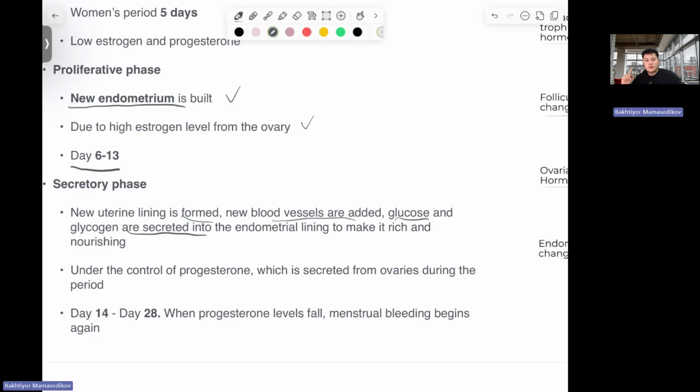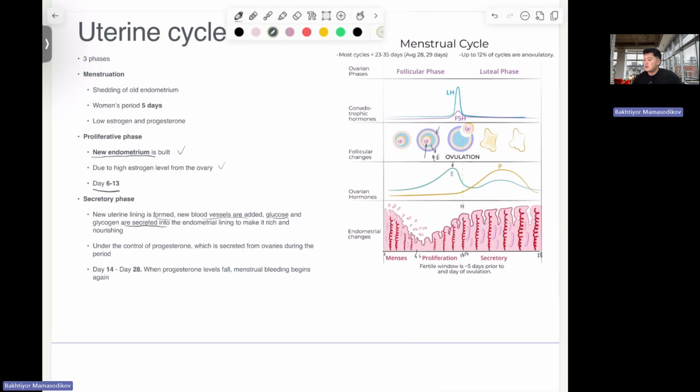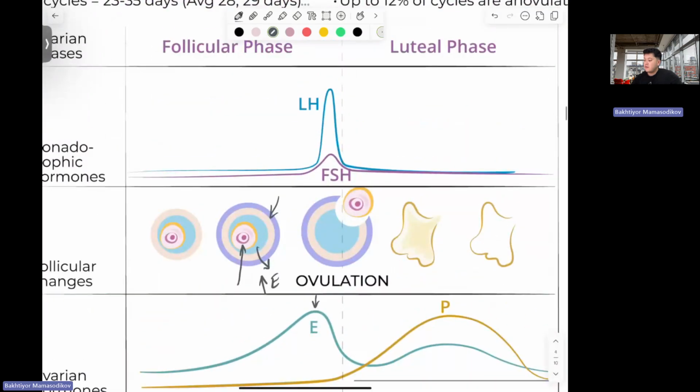This happens under the control of progesterone, which is secreted from the ovaries during this period. As you can see, on day 14 the ovum is released outside, and then the corpus luteum is left. This is called the corpus luteum. This corpus luteum then produces progesterone for the next 14 days.